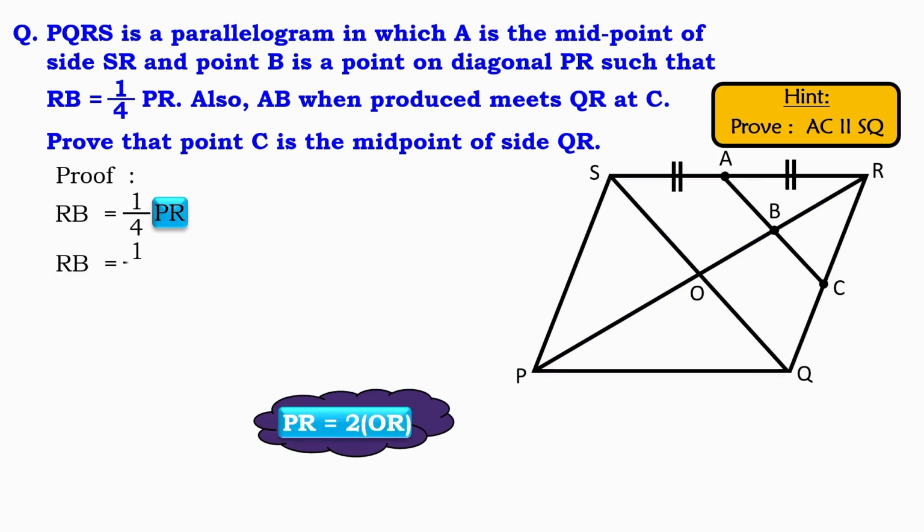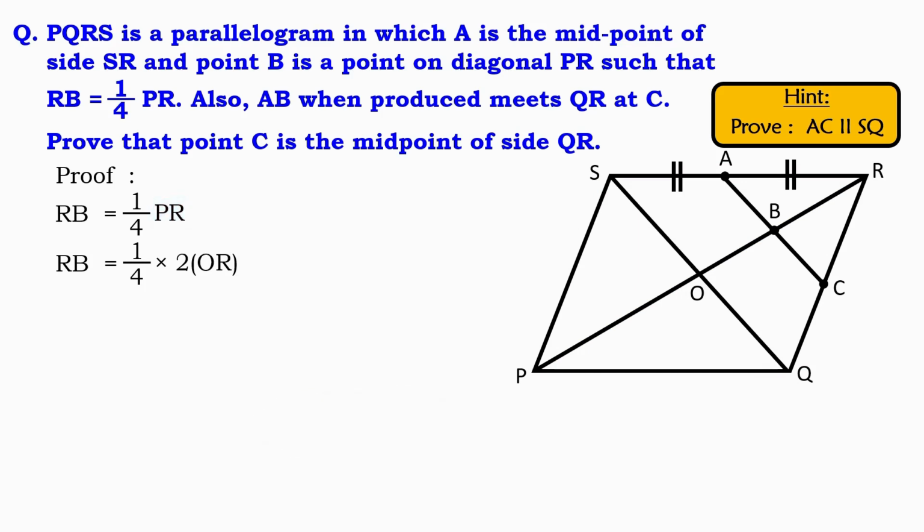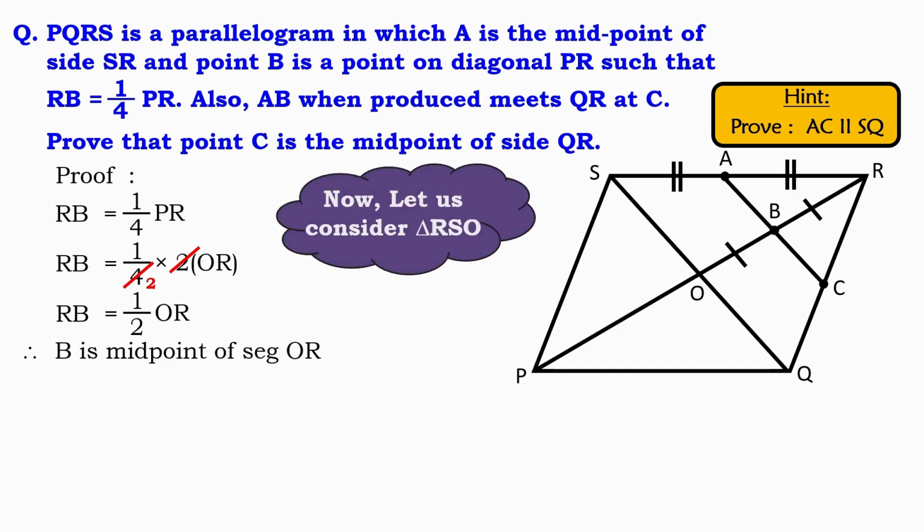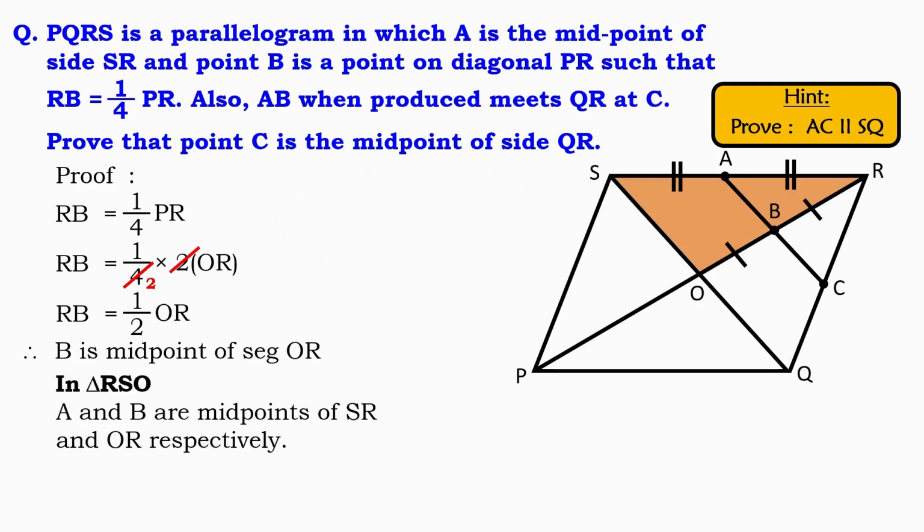Now RB we can say is 1 by 4 into 2 OR, so that is half of OR. So RB is half of OR, which means B is the midpoint of segment OR. Now let us consider triangle RSO. In triangle RSO, A and B are the midpoints of SR and OR respectively.